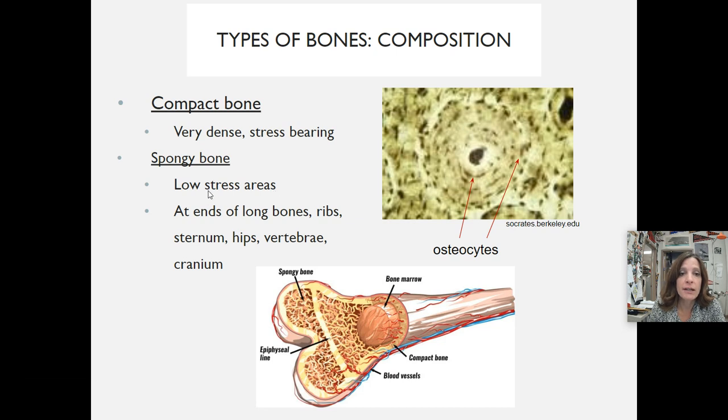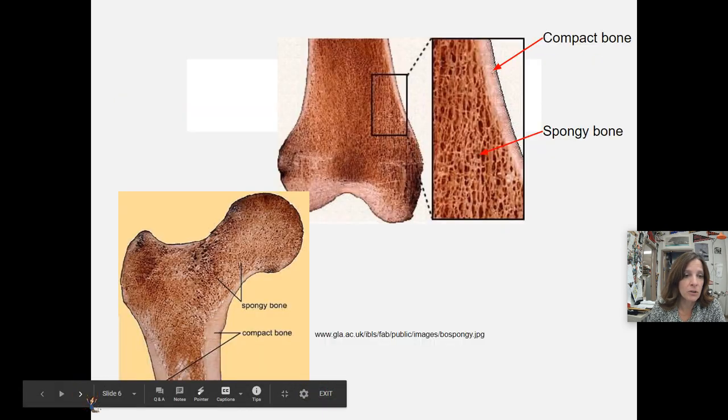Spongy bone is low stress because it's not going to be able to take a lot of stress if there's a lot of holes. And the ends of long bones and your ribs, your hips, your vertebrae, and your cranium are all spongy bone.